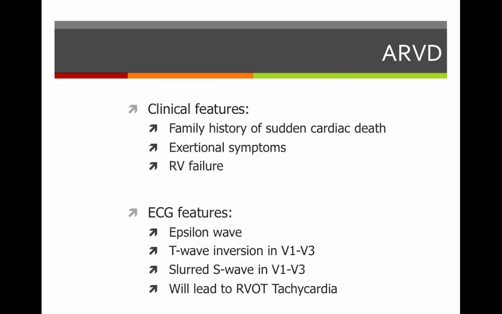In the case of ARVD, we need both clinical and ECG features to diagnose. On the clinical side, we're going to see a family history of sudden cardiac death. We're going to see exertional symptoms, chest pain, shortness of breath, diaphoresis on exertion, and also possible signs of right ventricular failure. On your 12-lead side, we're going to see an epsilon wave, which we'll talk about here in just a moment. You'll see T wave inversion in V1 through V3. You may see a slurred S wave in V1 through V3.